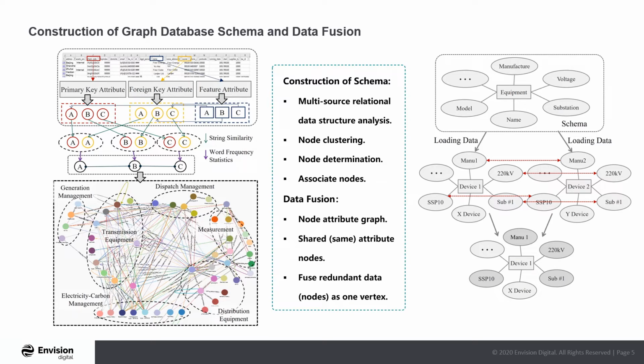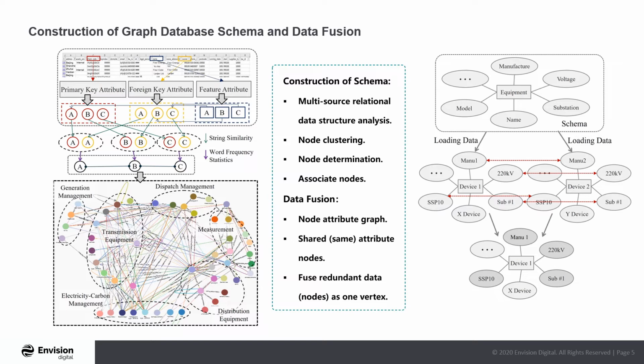In the data fusion based on node attributes graph part, we load the multi-source data based on the schema, define each node and attribute as a different vertex, and connect the associated vertices in the schema with their attribute vertices to form a node attribute graph.